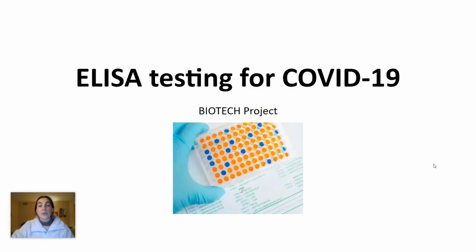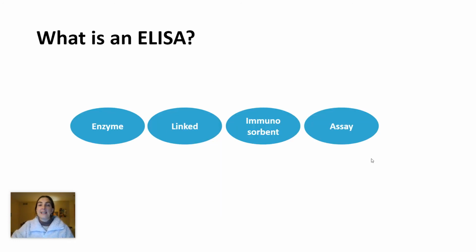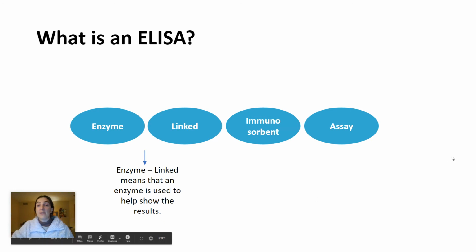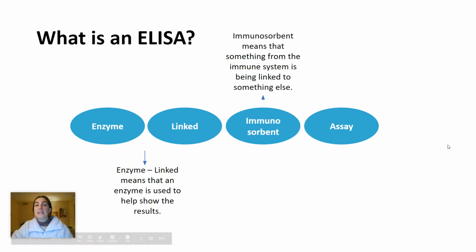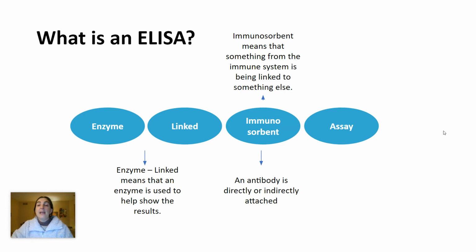The lab that we are going to be doing tomorrow is called an ELISA test. This actually is the exact same procedure that they use to test for COVID-19 antibodies, one of them anyway. In our lab, everything will be simulated. We are not actually testing for COVID-19 antibodies, but it's the same technique and the same procedure. So this is called an ELISA. That stands for Enzyme-Linked Immunosorbent Assay, which is very fancy. Enzyme-linked just means they use an enzyme to help show the results. You'll see that in a little bit. Immunosorbent means that something from the immune system is being linked on or attached to something else. And an assay is just a type of a test.